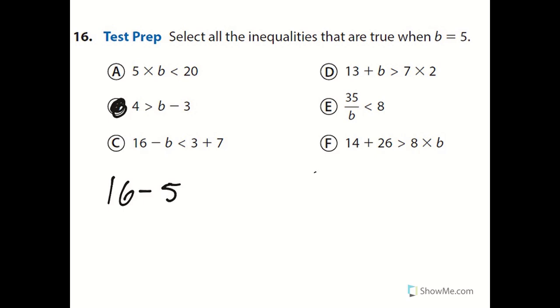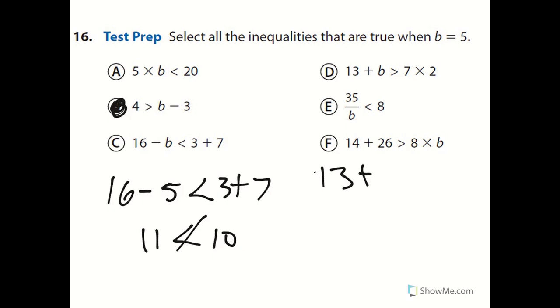16 minus 5 is less than 3 plus 7. 11 is less than 10. Nope, that is not true. 13 plus 5 is greater than 7 times 2. 18 is greater than 14. That is true.